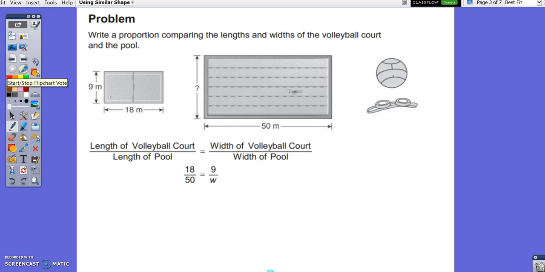We're going to write a proportion comparing the lengths and widths of the volleyball court and the pool. Whenever we solve for missing sides, we have options on how we can set up our proportion. We can set up our proportion using between. What between means is that the ratio is made from one side of each figure.